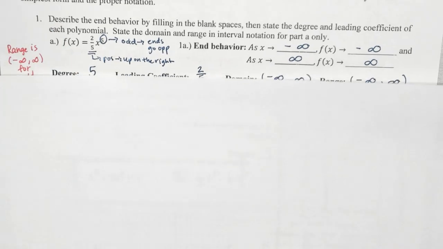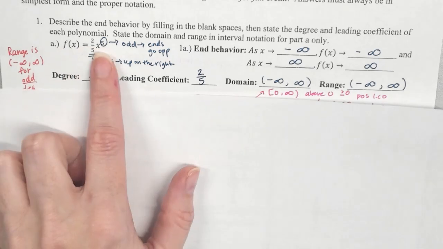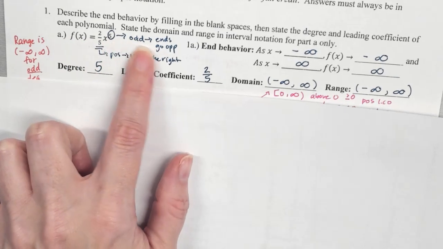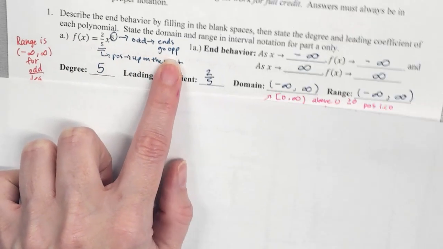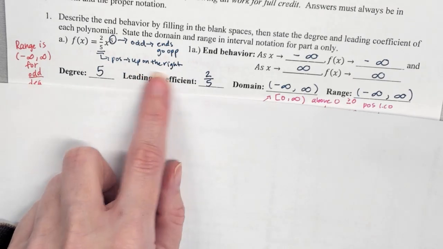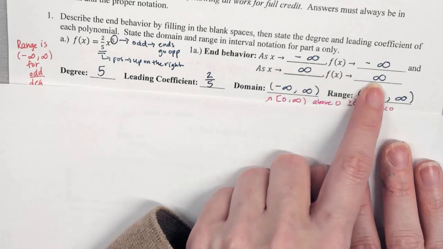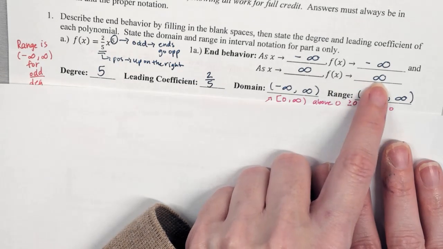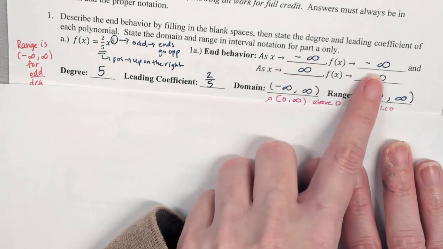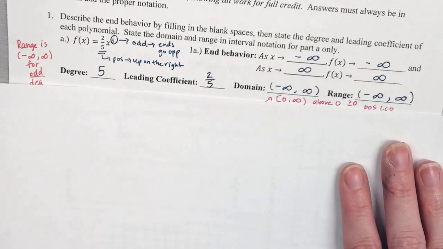Okay, so your end behavior, based on this, if you have an odd degree, the ends go in opposite directions. If you have a positive coefficient, it goes up on the right. So as x goes to the right, f of x is going up. And then as x goes to the left, f of x is going down.